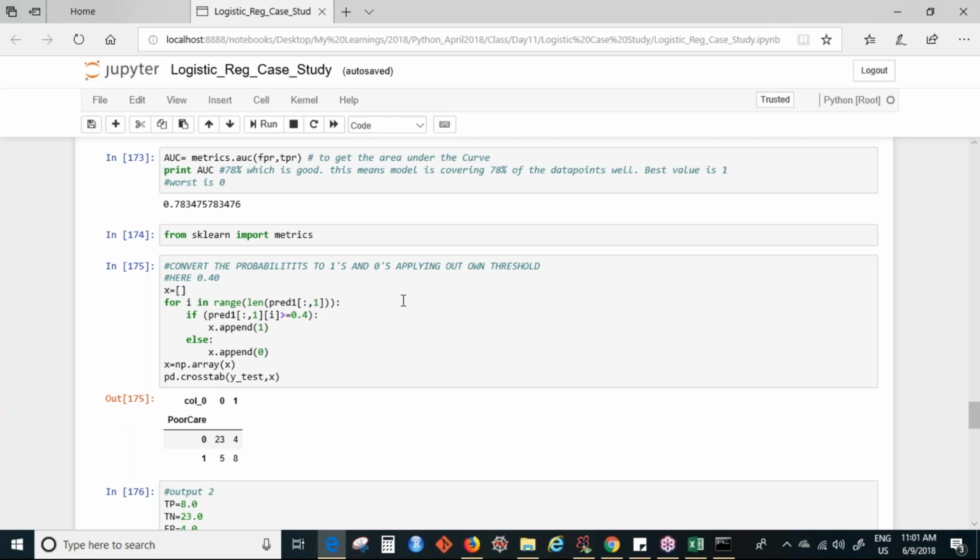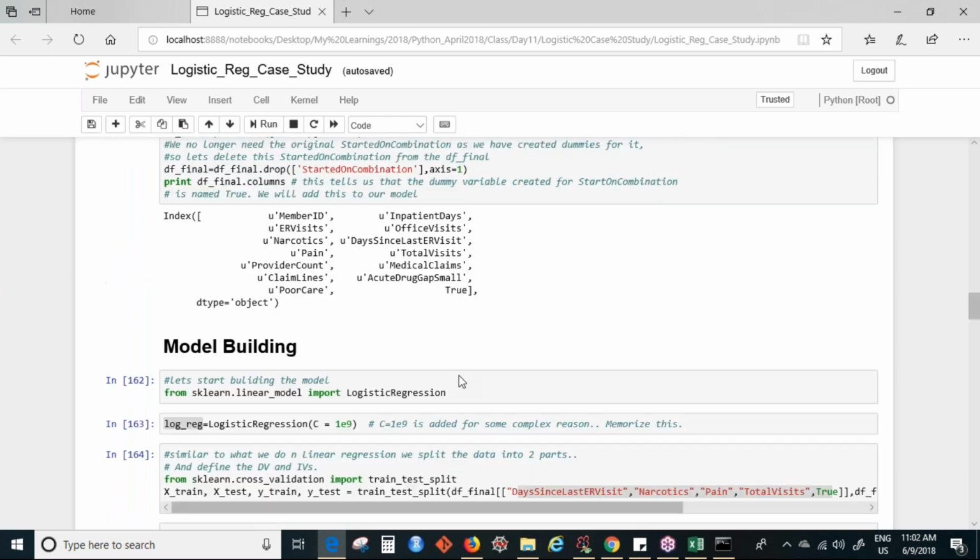Yes, same reason as we do for linear regression. In linear regression also we use the stats model just to see the p-values. Same here also. Okay, that will be easier for me.